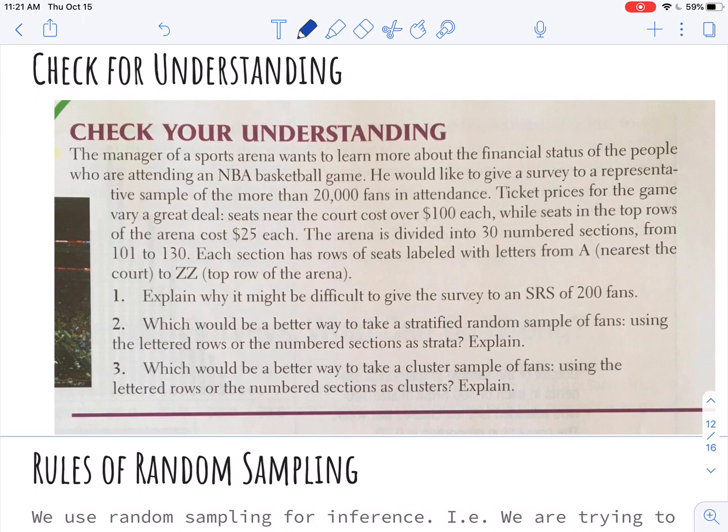So cluster and stratified samples are going to be easier. You know which rows you're going to. I'd say in this case a cluster sample is going to be the easiest. You just go to one section, you hand out surveys to every person in that section. You're going to probably do a pretty good job of mixing up rows and get something that's representative of the entire population.